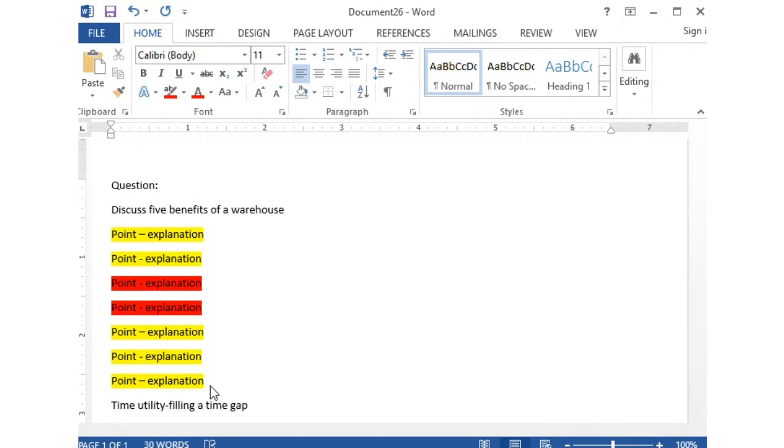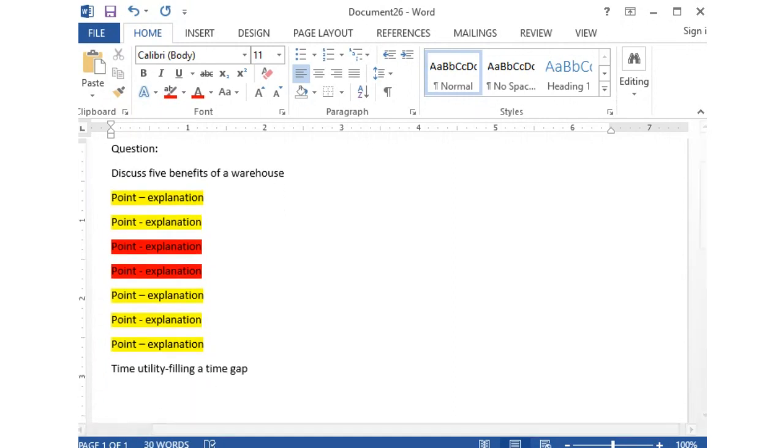But suppose this point is put like this. A warehouse fills a time gap which creates time utility. Let me tell you what happens here.